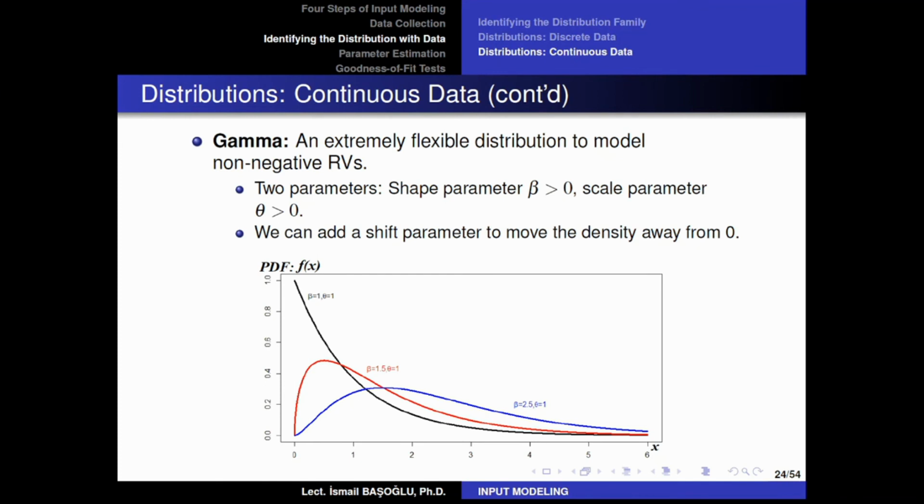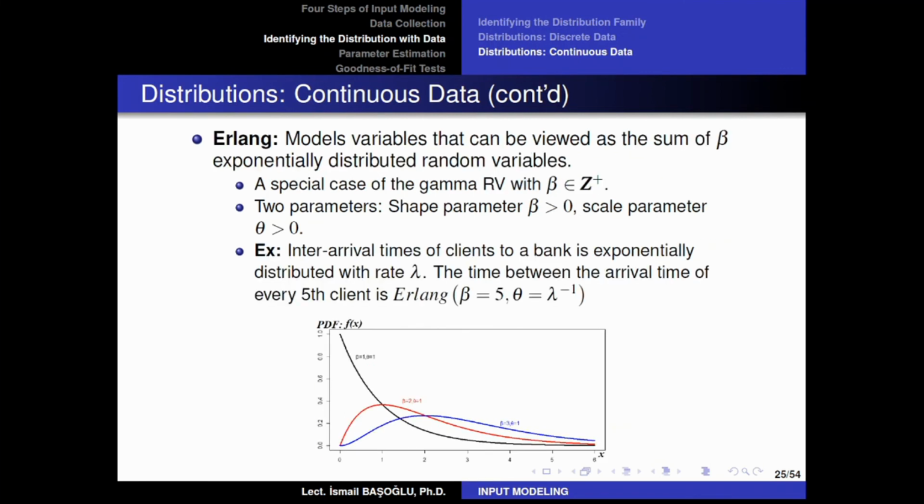It can either be symmetric or it may not be symmetric. It may even look like the exponential distribution. So because of that reason, gamma distribution is a more flexible distribution to model continuous random variables. Other than gamma distribution, we have the Erlang distributions. And actually, Erlang distribution is a special case of the gamma distribution.